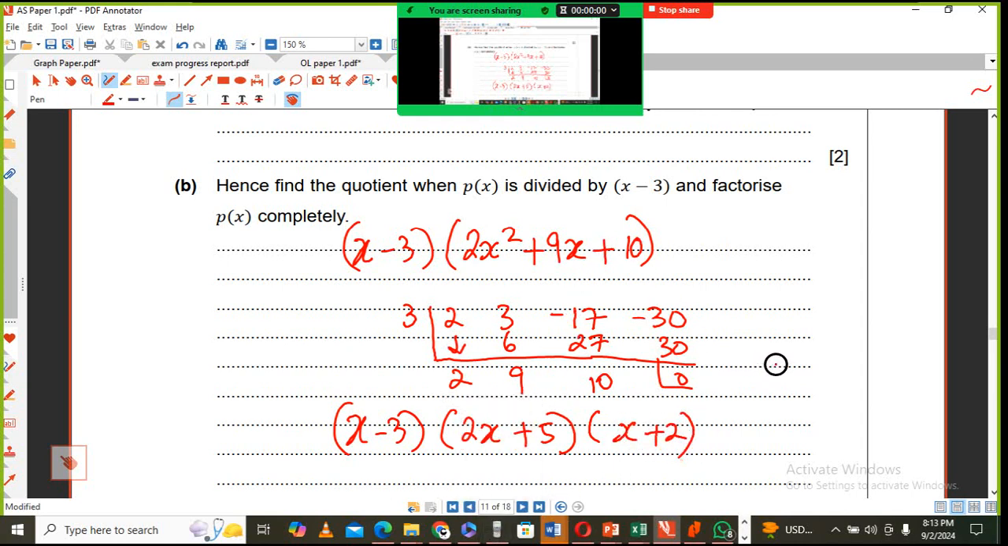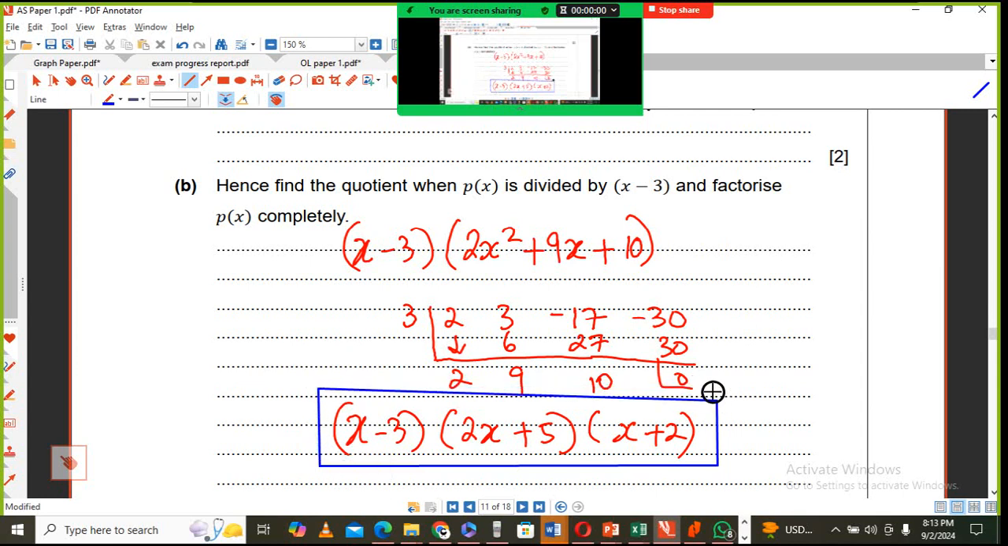Natalia, what are you saying? It's not easy. At AS level, you should be good with factorization. You can't be struggling with this.